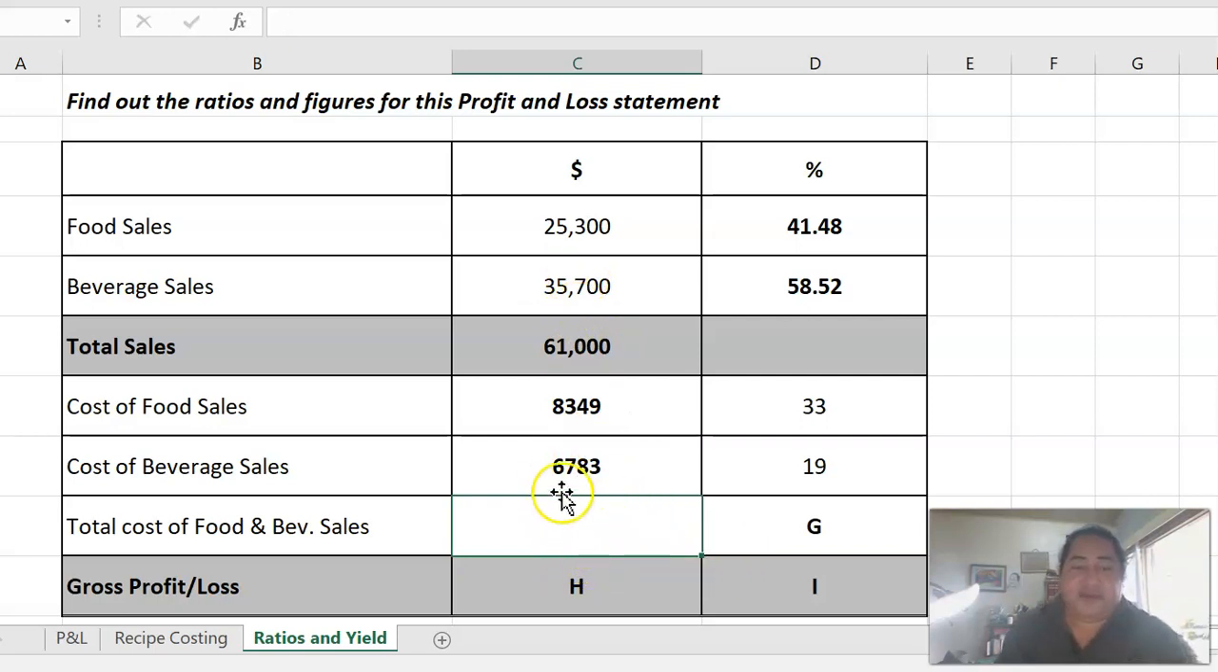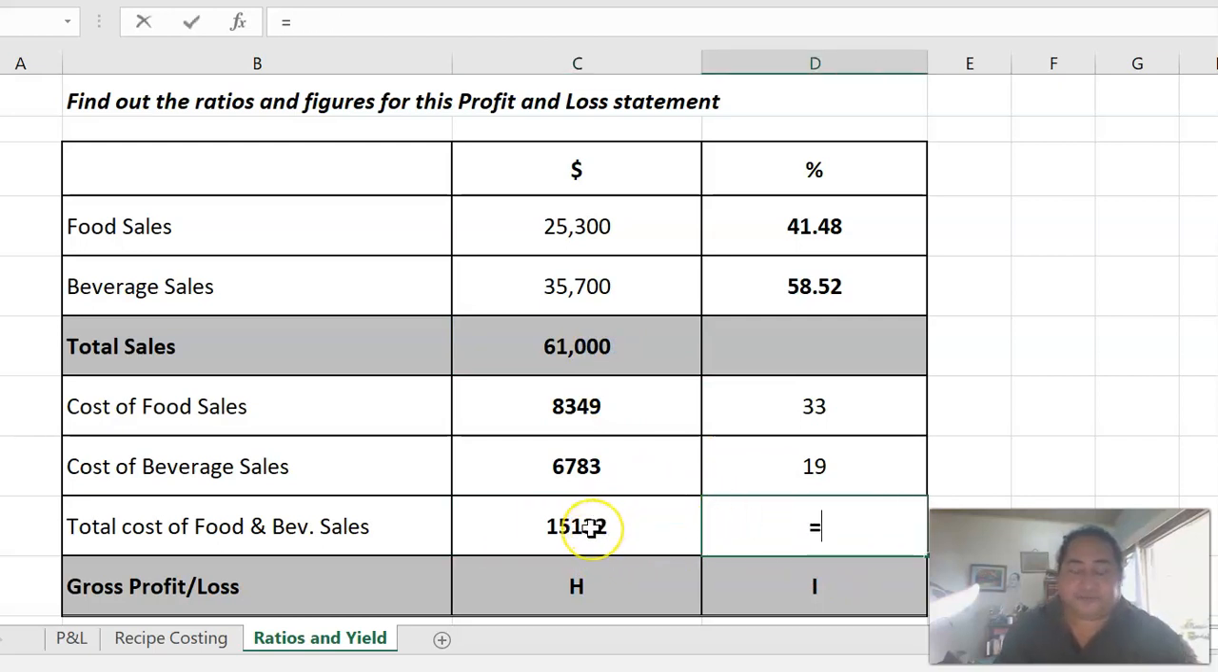How do you get F? It's basically totaling the cost of food sales and cost of beverage sales. So you just do equals that plus 6783. Enter. That's it. To work out G, we go backward, like how we did the one on the top. When we worked out this one, we had to times it by 100, but going back, we divide by 100. You use this as the denominator, total sales.